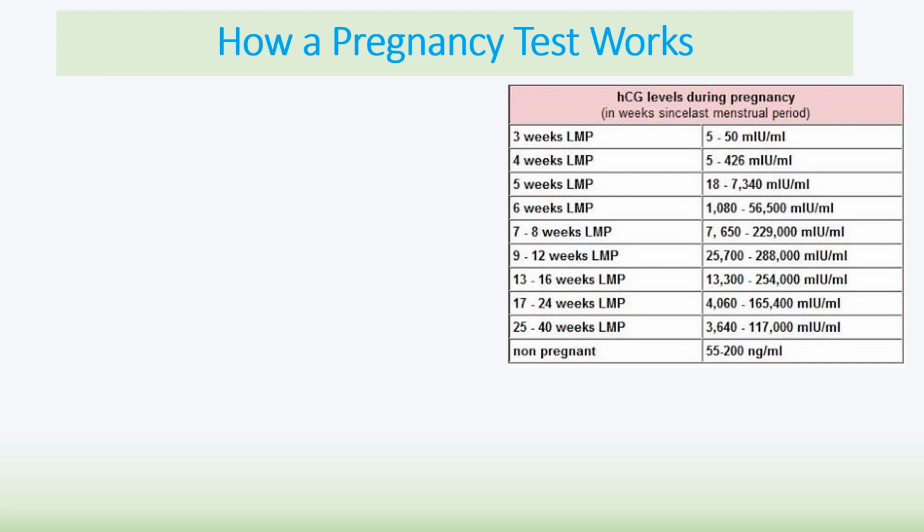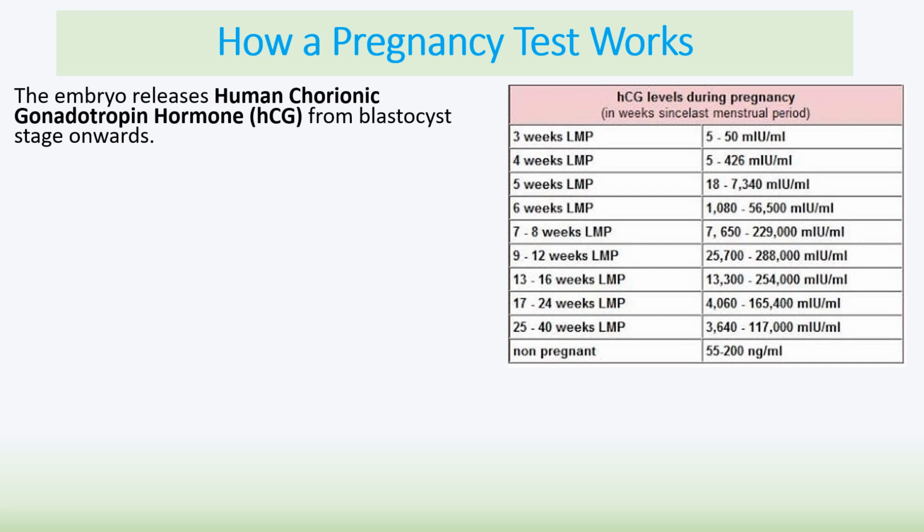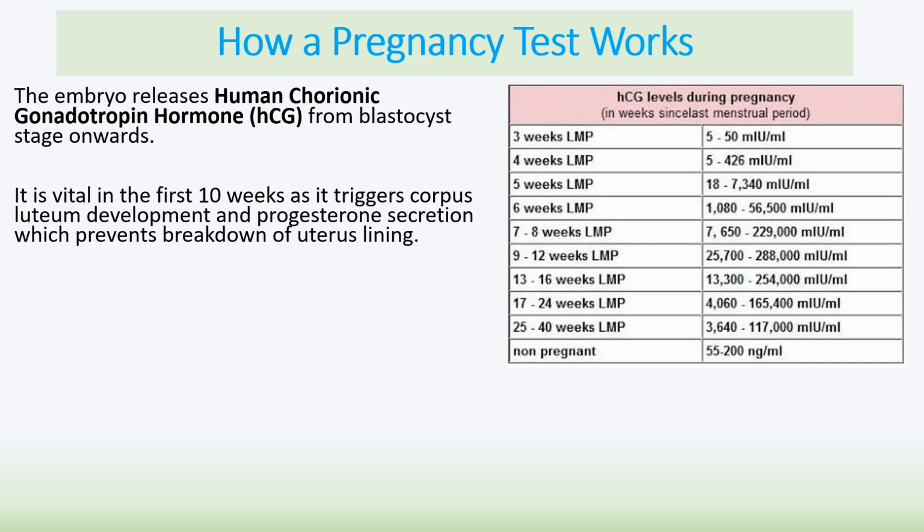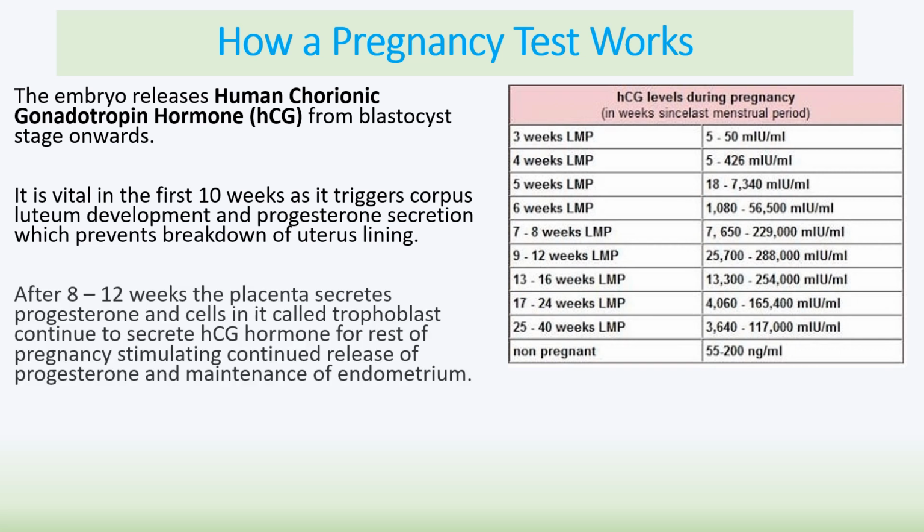Now let's have a look at pregnancy testing. Hormones are also involved in the test for pregnancy, and that is due to the fact that this hormone here, HCG, human chorionic gonadotrophin hormone, levels increase during pregnancy, as I said a few moments ago, to develop the lining of the uterus. So the embryo releases human chorionic gonadotrophin hormone directly from the blastocyst stage onwards. It's vital for the first 10 weeks as it causes the corpus luteum development and the progesterone secretion, which prevents the breakdown of the uterus lining.